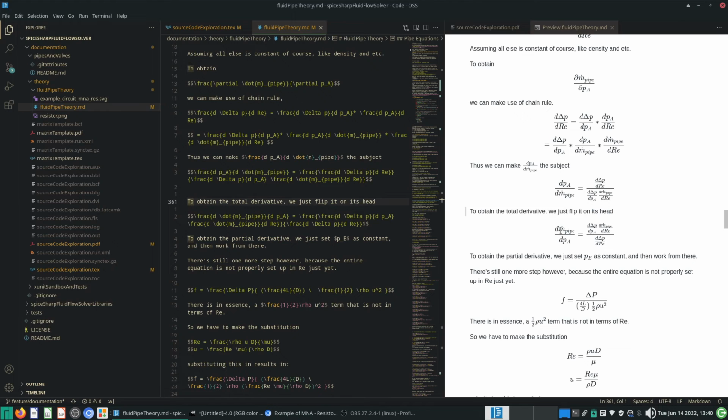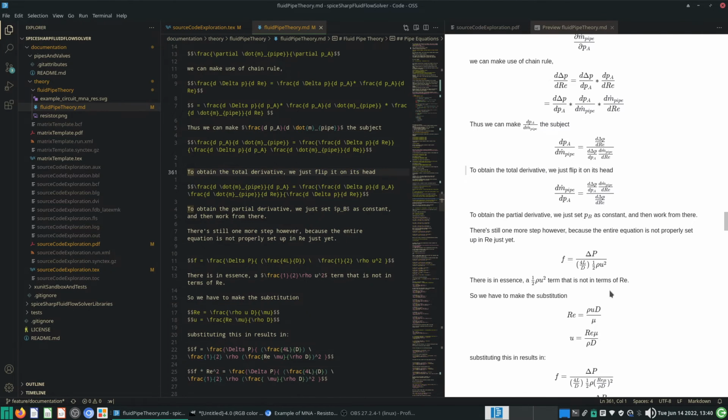And to get the total derivative, we just flip it over on its head. The m pipe dV PA equals all of these terms on the right hand side. So I just made the denominator the numerator and the numerator the denominator, just switching it around. To obtain a partial derivative, we just set PB as constant, and then we start working from there.